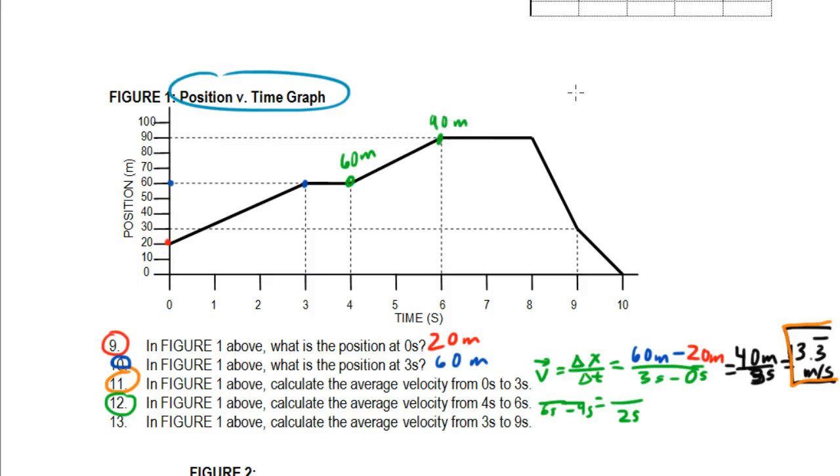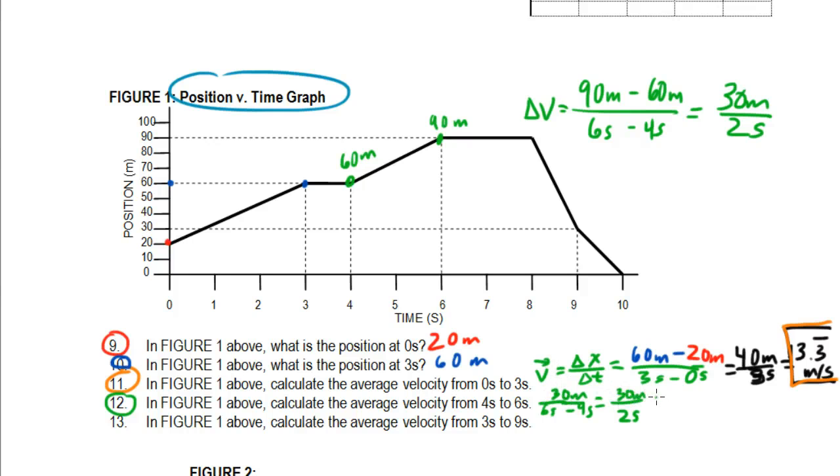So I'm going to go 90 meters minus 60 meters divided by 6 seconds minus 4 seconds. This will equal my average velocity. That's my delta x, change in x, and that's my change in t. This will be 30 meters divided by 2 seconds. 30 divided by 2 equals 15 meters per second. And this is your answer to number 12.